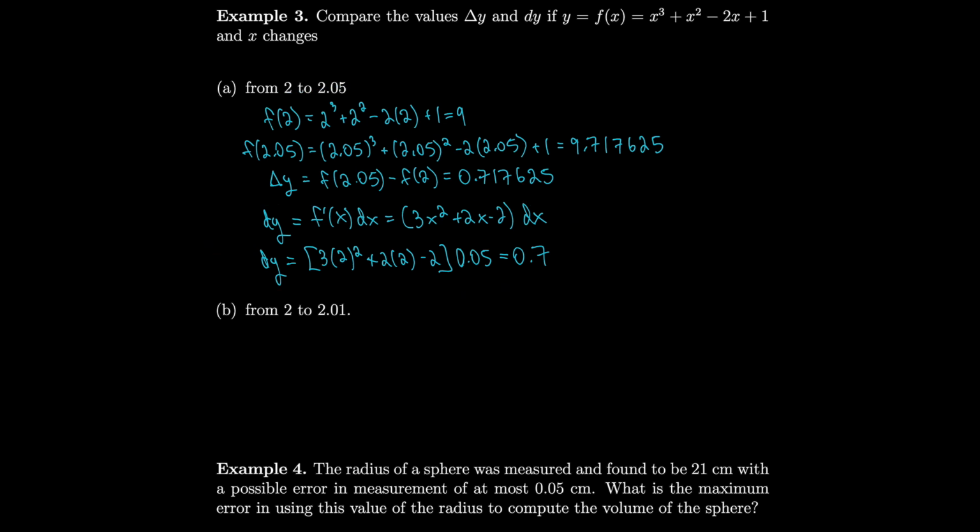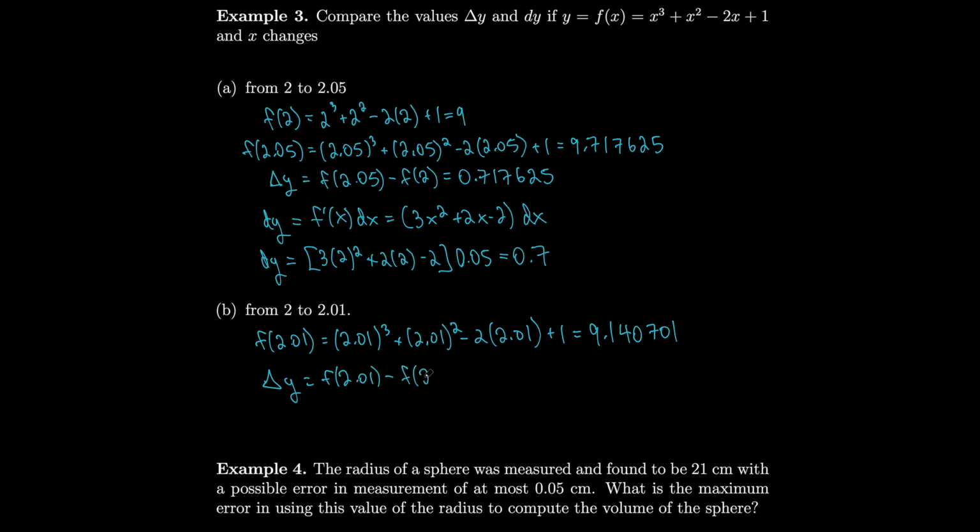Let's look from 2 to 2.01. So that's, again, f of 2.01. So we get 2.01 cubed plus 2.01 squared minus 2 times 2.01 plus 1, which is 9.140701. Delta y is the difference between f of 2.01 and f of 2. So that's 0.140701.